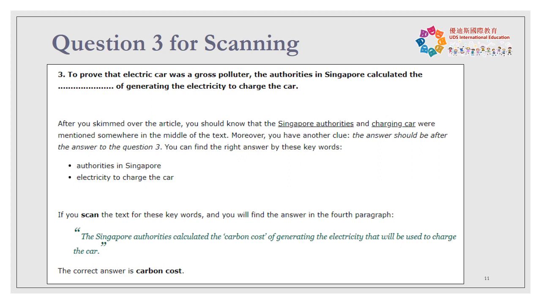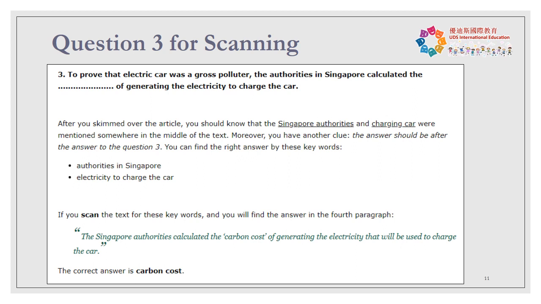To prove that the electric car was a gross polluter, the authorities in Singapore calculated the blah blah blah of generating the electricity to charge the car. After you skim over the article, you should know that the Singapore authorities and charging car were mentioned somewhere in the middle of the text. You can go back to some slides before.